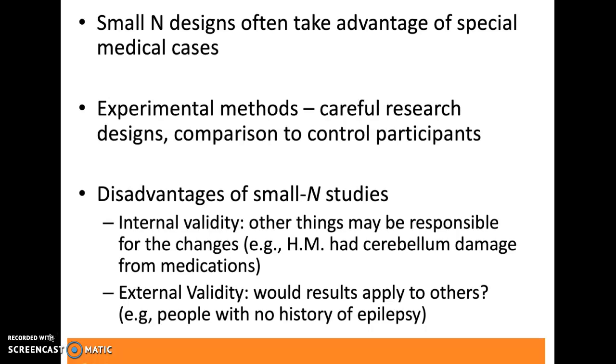Obviously, there's some disadvantages to small n studies. There's the internal validity component. So are we really sure that it was the absence of that part of his brain that caused the changes?